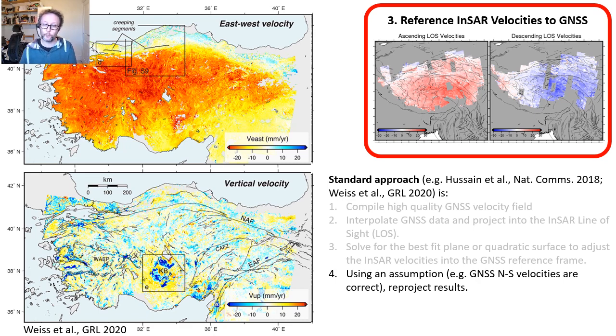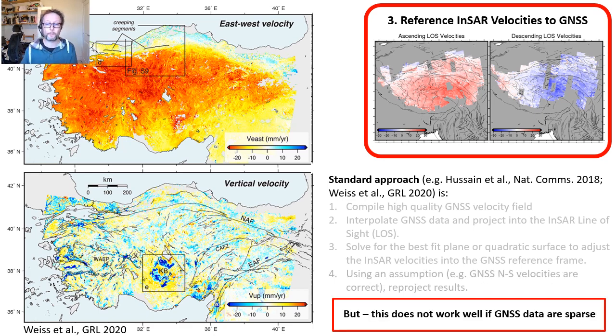You have to make an assumption when you do this. Typically, we might make an assumption such as assuming the GNSS north-south velocities are correct. However, if you're in a region where there's relatively sparse GNSS data, then this doesn't work well because your interpolated GNSS data are not very accurate.